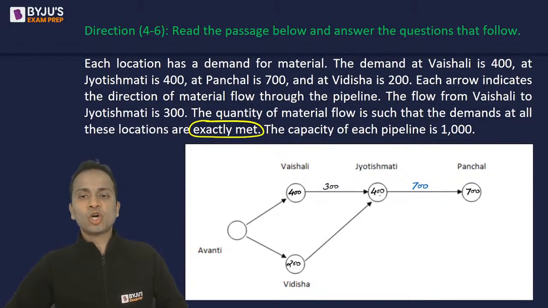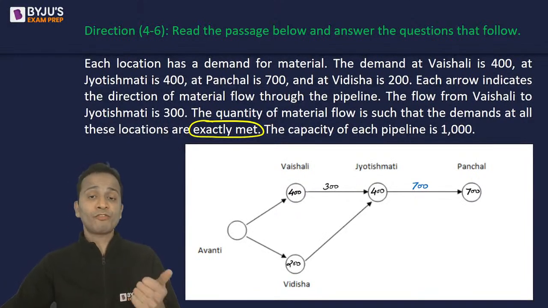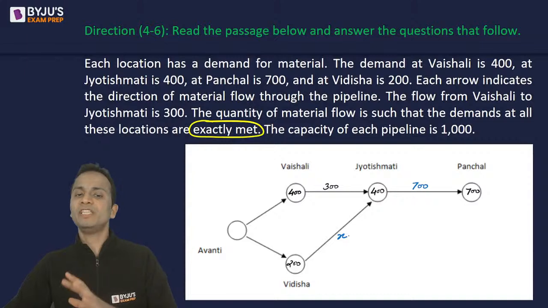Now, let's talk about Jyotishmati. Now, for Jyotishmati, the requirement is 400 and the inflow in Jyotishmati is 300. So, 300 liters is coming inside Jyotishmati from Vaishali, and some liters, let's say X liters, is coming from Vidisha.